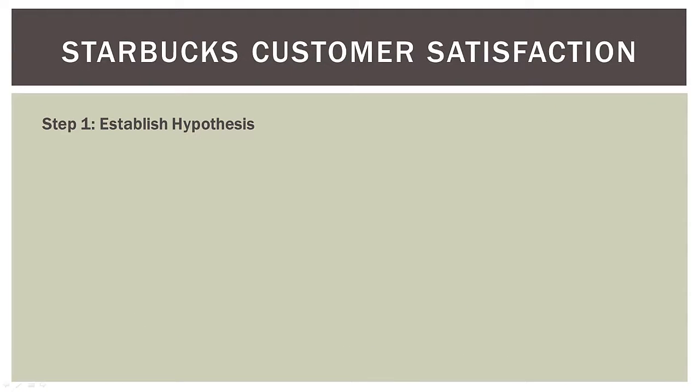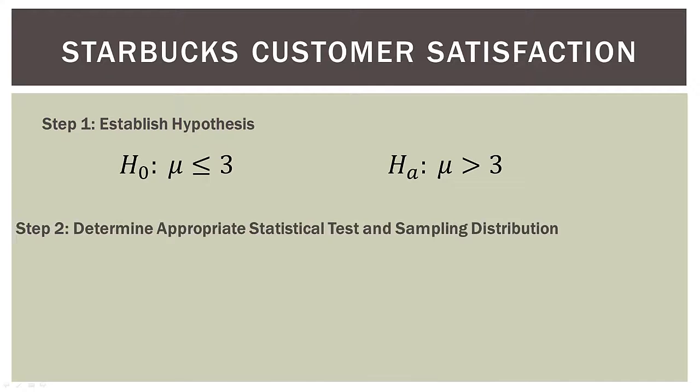Now remember, the first thing we do is establish our hypothesis. So our null hypothesis is that the mean customer rating is 3 or less. Therefore, the alternative hypothesis is that the average customer rating is greater than 3.